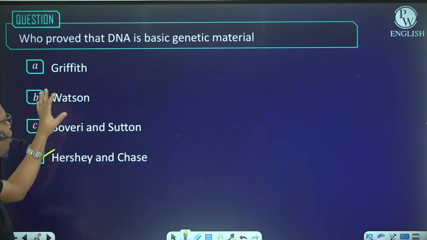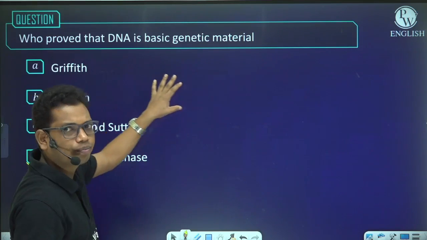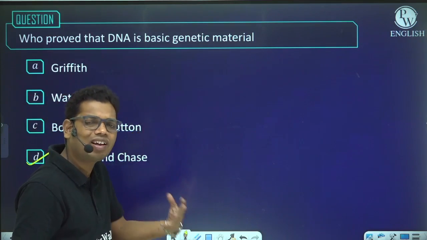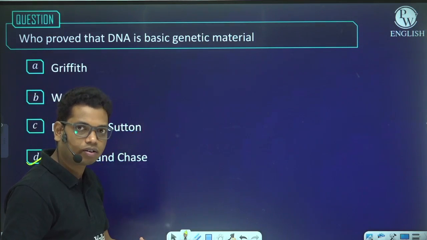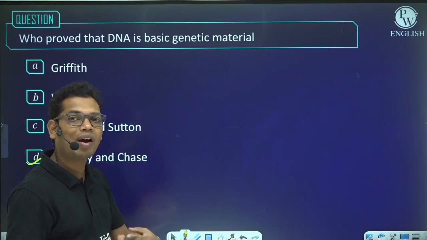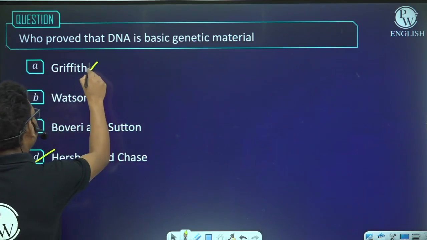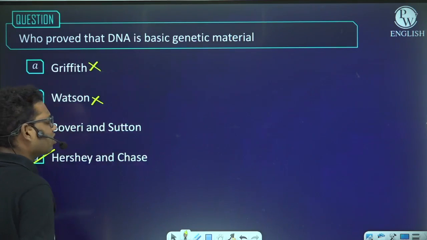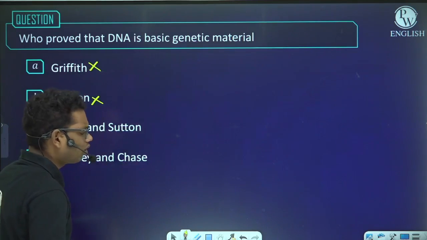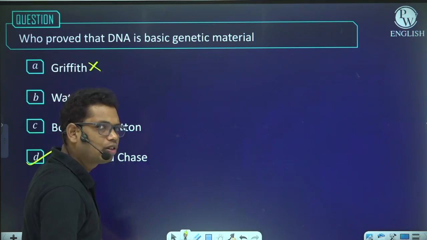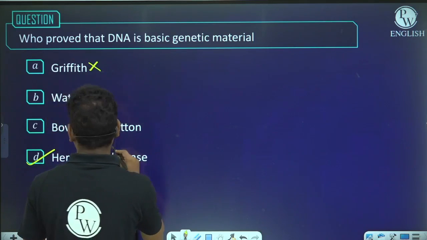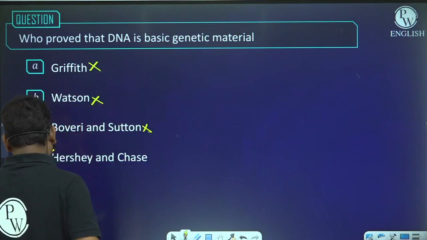Okay, Griffith, he did not say anything about DNA molecule. It was his failure, the drawback of his experiment. He could not provide the chemical nature of the transformation principle. So Griffith won't be the answer. Okay, Watson won't be the answer. Boveri and Sutton, they gave the chromosomal theory of inheritance. So this is not the answer. So the answer will be D.